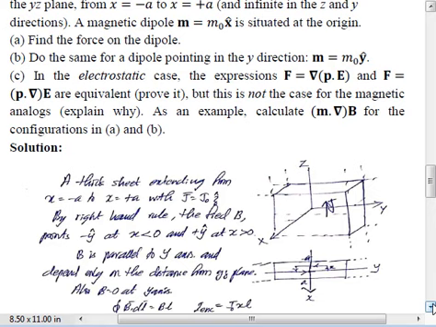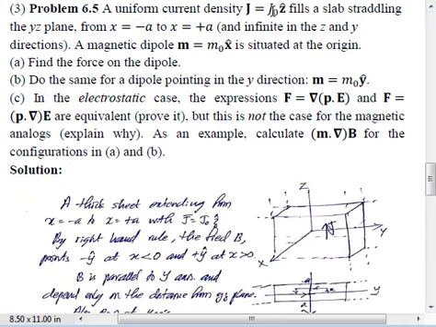So here there is a thick slab of current extending up to infinity along the Z and Y direction, and the slab is straddling the YZ plane from x equal to minus a to x equal to plus a. So we can take this x, y, z axis. This is the slab which is extending to infinity along the Z and Y direction, but it has a thickness of 2a along the x direction, extending from minus a to plus a.